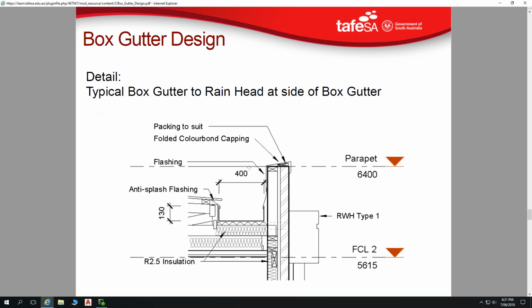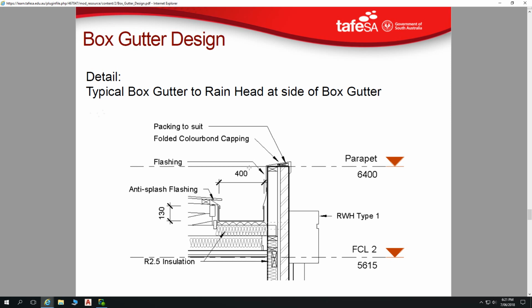Typically, though, your box gutters discharge into a rain head directly into that. This detail's got one perpendicular to that. So that's a fairly standard detail. But as I mentioned before, a lot of box gutters are under-designed, because in this scenario we've got that box gutter sitting right above the bottom chord of that truss. And so that's the height you would end with.